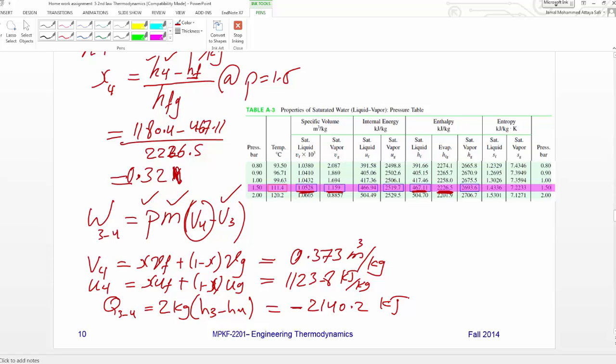And you can find the work from 3 to 4 is the mass multiplied by P multiplied by V3 minus V4. You understand this is a minus work. It's a compression work. If you do so, you're going to get minus 167.1 kilojoule. Okay.